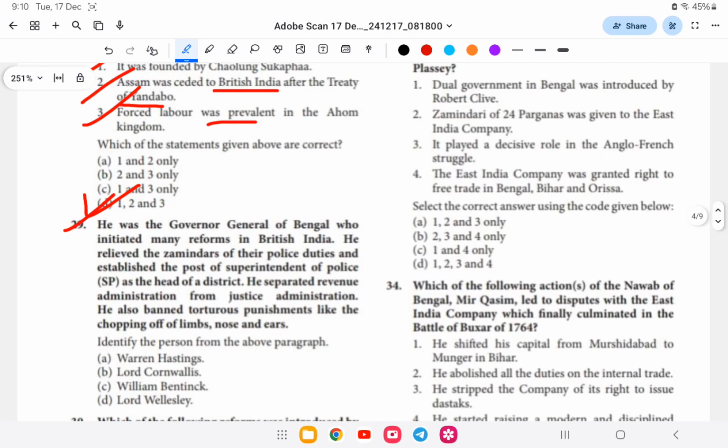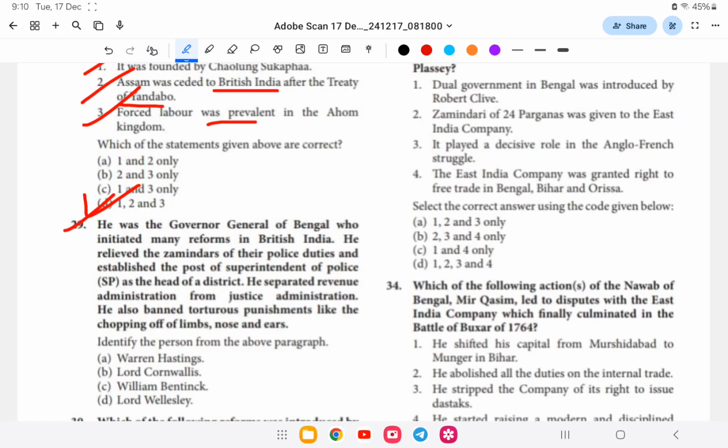Question number 29. He was the Governor General of Bengal who initiated many reforms in British India. He relieved the zamindars of their police duties and established the post of SP as the head of the district. He separated revenue administration from justice administration. He also banned torturous punishment like chopping of limbs, nose and ears. So who is the Governor General of Bengal? The answer to question 29 is Mr.